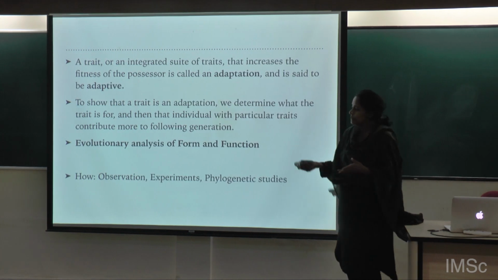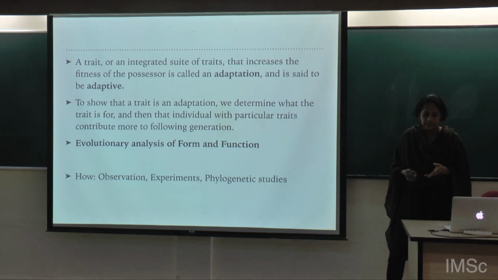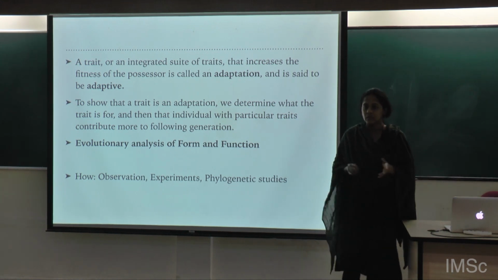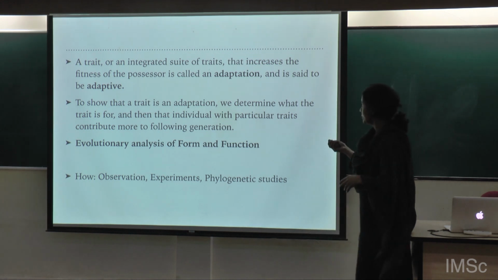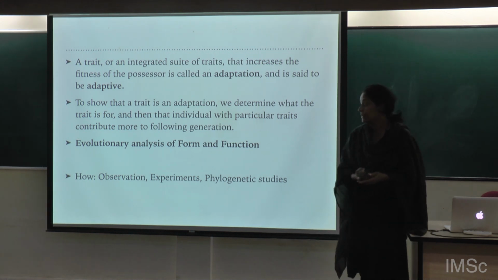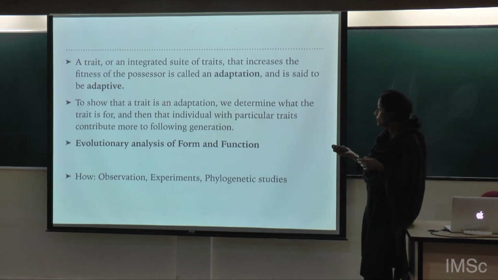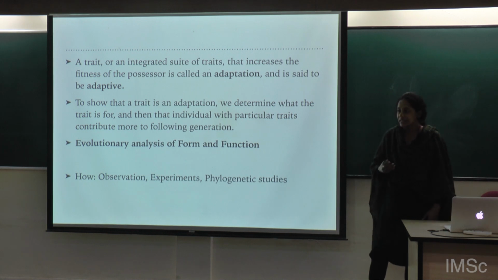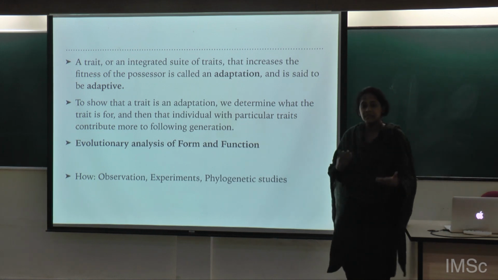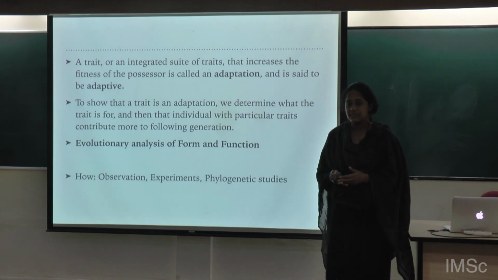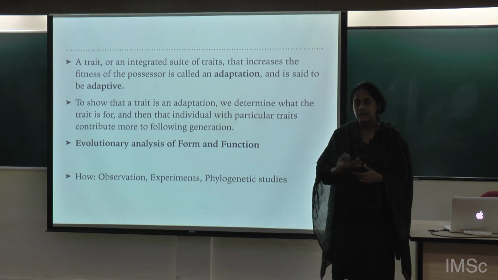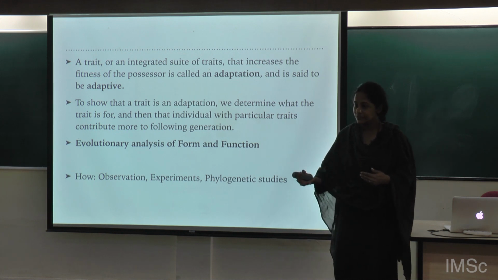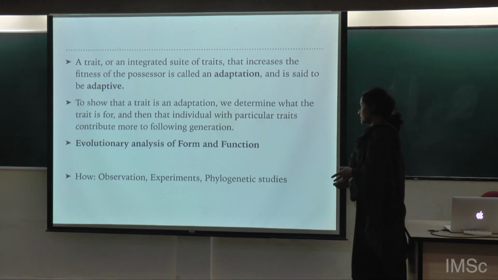Yeah? All right, so basically a trait or a set of traits that increases fitness of the animal or the plant that possesses it is called an adaptation, and these are adaptive traits when they confer advantages. So again, we determine what the trait is for, and we have to see that having that trait allows that individual to be more successful in terms of reproductive fitness, because in a Darwinian sense, this is the only currency that really matters. As long as it's able to leave more progeny behind, that trait is going to get passed down. So that trait has to confer increased fitness.